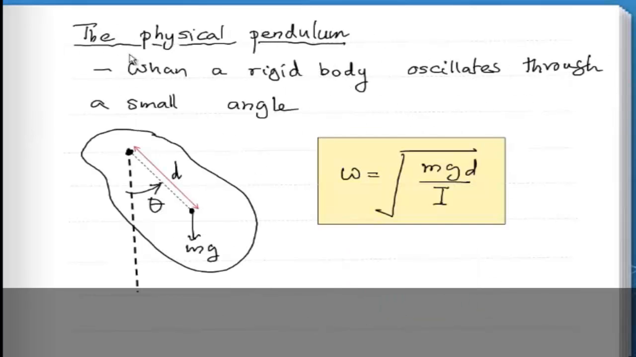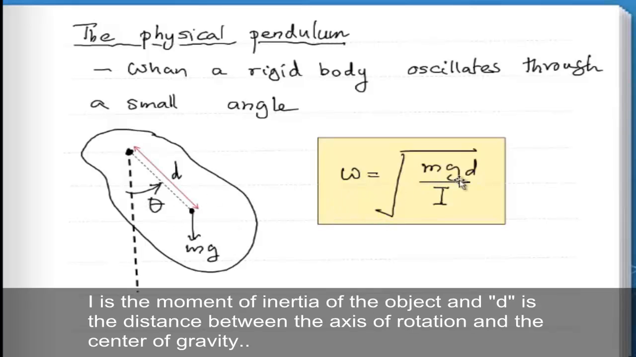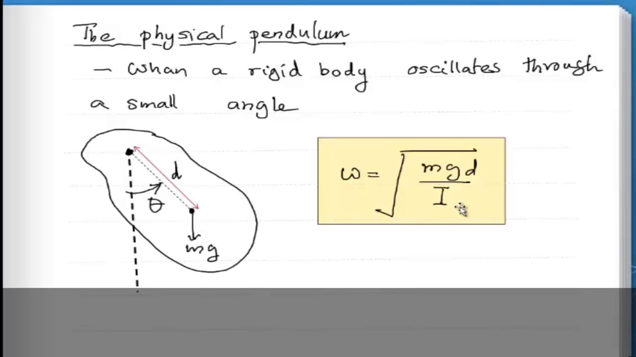So the third example is the physical pendulum. In this situation, the only difference is the object is not a point particle but a rigid body, but still this object oscillates through small angles. Then we can show that the angular frequency of this oscillation is given by the square root of mgd divided by I. d is the distance from the oscillating axis to the center of mass, and I is the inertia of the object.